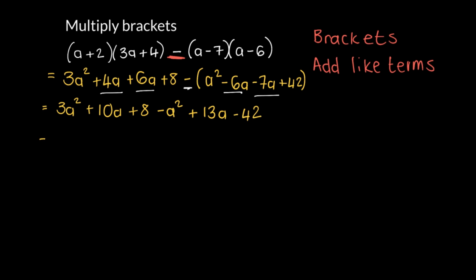And then again from here, I can add my like terms again because I am going to get like terms here. So I'm going to get 3a squared minus a squared. That's going to give us 2a squared. And then I'm going to have 10a plus 13a, that's going to give us positive 23a. And then I'm going to get plus 8 minus 42, and that's going to give us minus 34. And there you have it. That's how we solve this particular question.